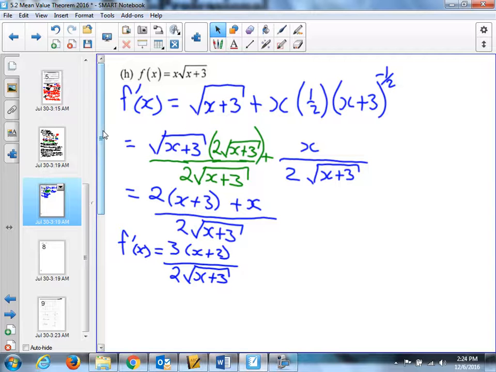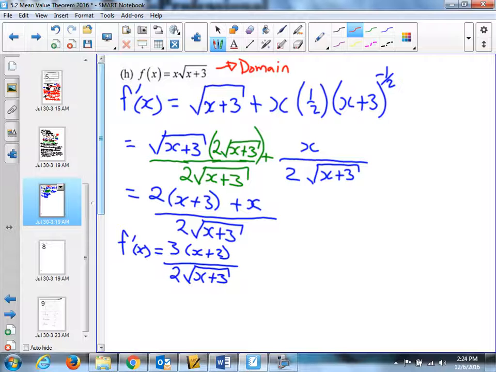Before I do something, though, I should back up a bit. The original function, the domain of the original function. What's the domain? Can you have a 0 under a square root? Yep. So 0, negative 3 is fine, right?